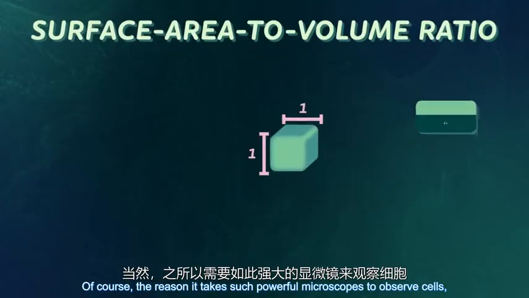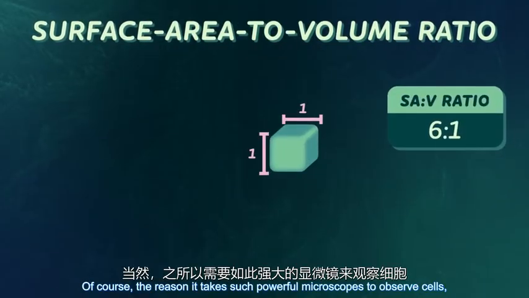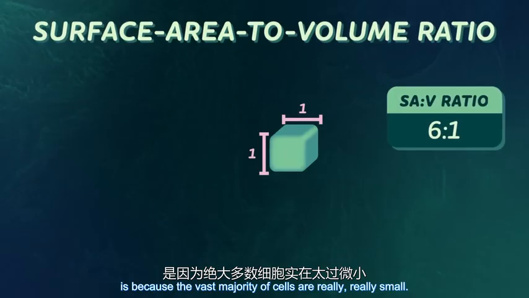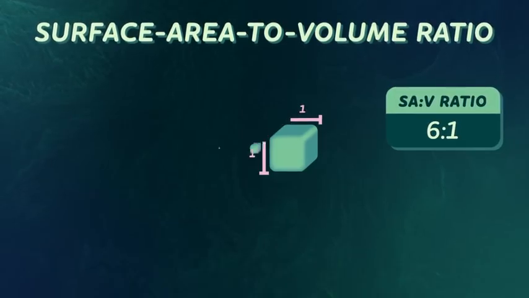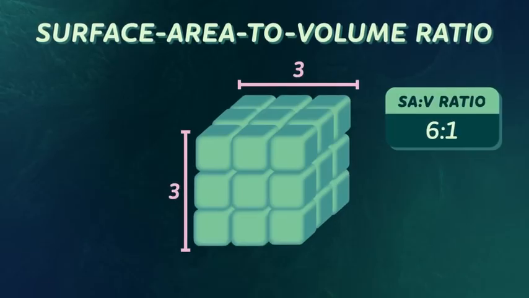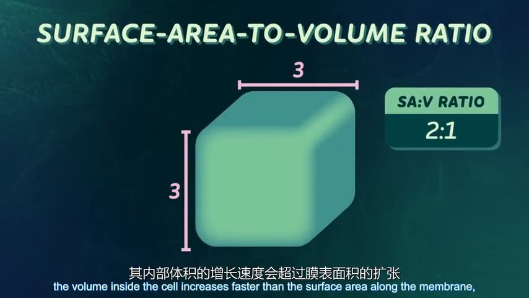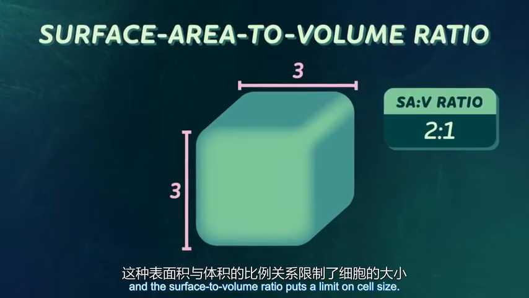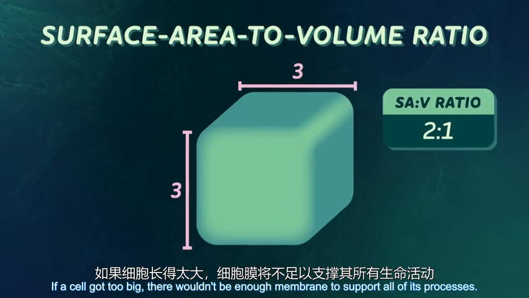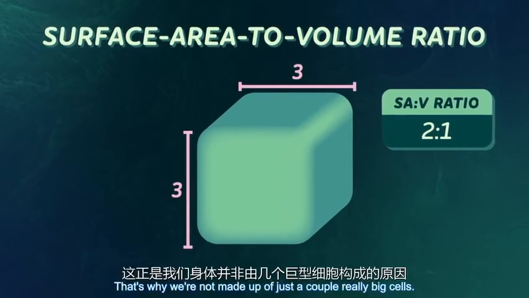Of course, the reason it takes such powerful microscopes to observe cells is because the vast majority of cells are really, really small. As cell size increases, the volume inside the cell increases faster than the surface area along the membrane, and the surface-to-volume ratio puts a limit on cell size. If a cell got too big, there wouldn't be enough membrane to support all of its processes. That's why we're not made up of just a couple really big cells.